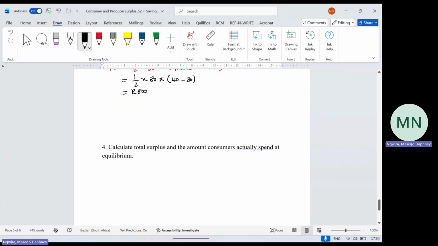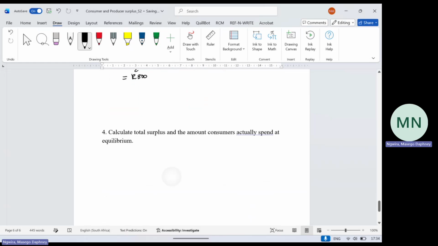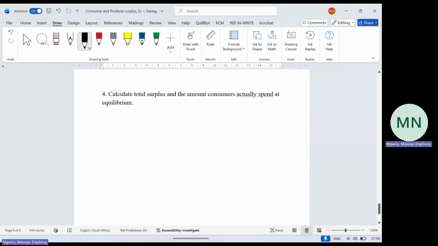Now we are going to go to number 4. They say calculate the total surplus and the amount consumers actually spent at equilibrium. So if you want to calculate the amount, remember it's P naught times Q naught.